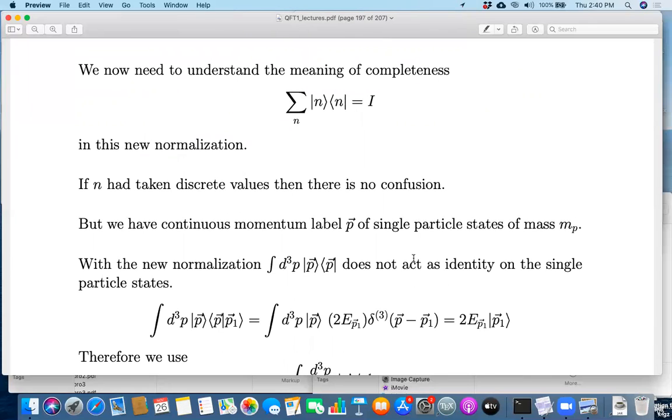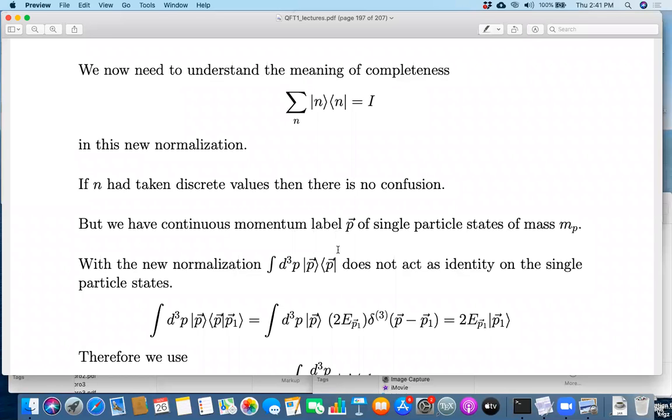So the next thing we want to do is to understand the meaning of completeness, right? This relation, what it means with this new normalization that we have chosen. Now, of course, if n had taken discrete values, then there's no confusion. This sum is quite well defined. But what you are asking is what about the continuous momentum levels? In particular, we have this continuous momentum level, which is a 3 vector for the single particle state of mass mp. What should it mean for this?